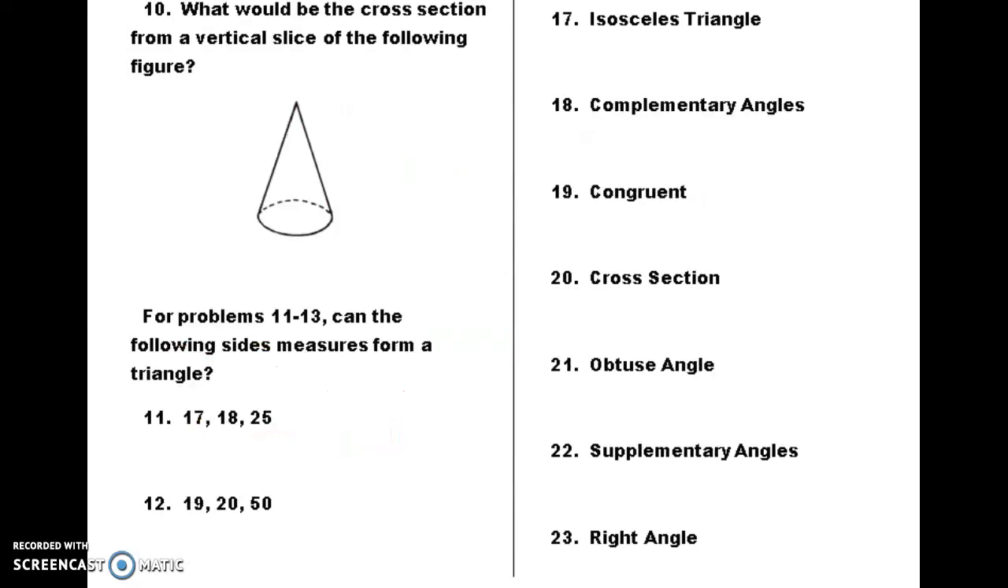Number 10, what would be the cross section of a vertical slice of the following figure? This is a cone. So if you cut this vertically, you're going to be left with a triangle.